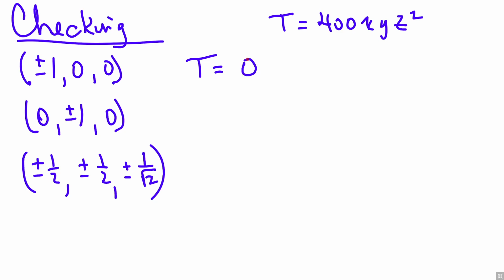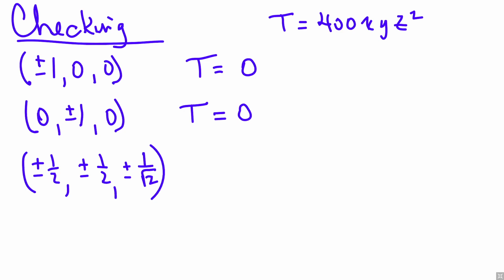That's going to be 0. Okay. For the second point, no matter if it's plus or minus 1 on the y, T is always going to be equal to what? That's going to be equal to 0.